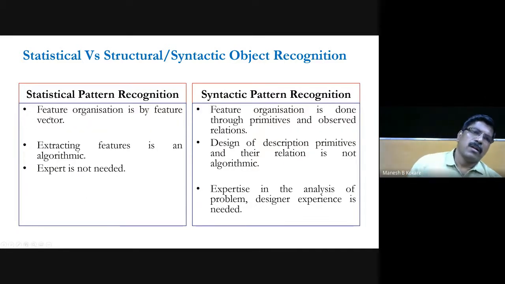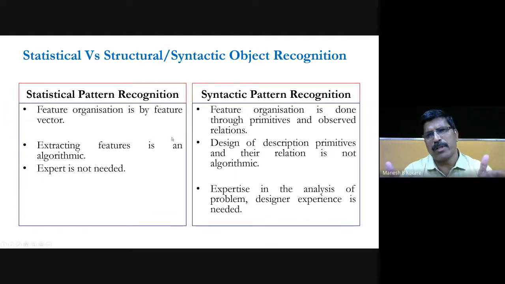Then the feature organization is by feature vector. So if you have extracted 10 features, then by organizing these 10 features in a vector form, you get the feature vector of that object, whereas the feature organization is done to the primitives.